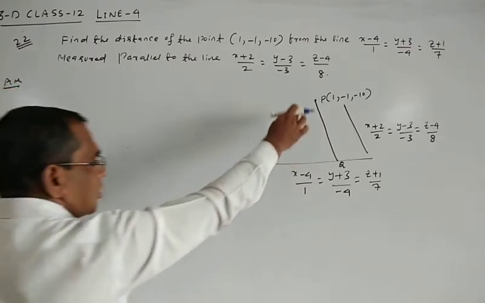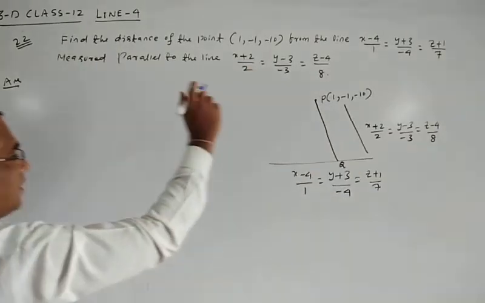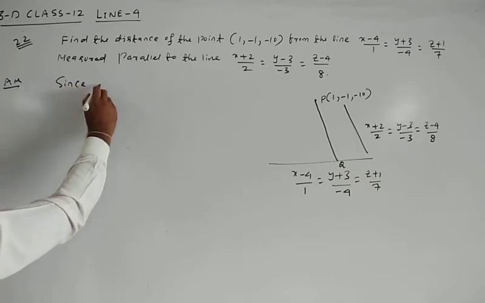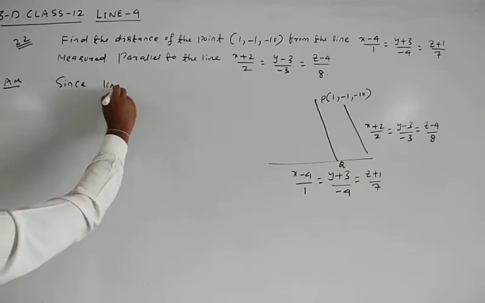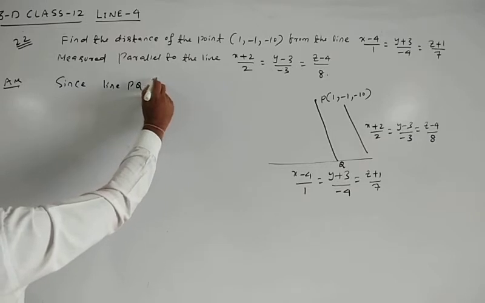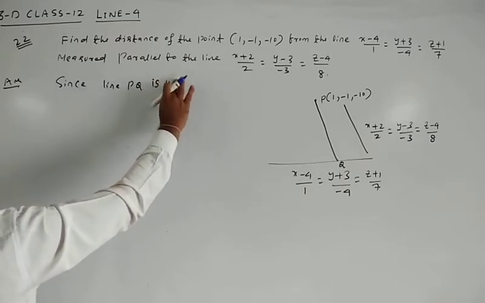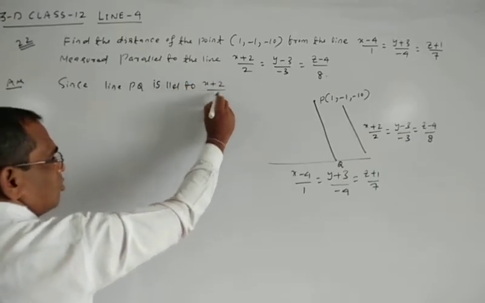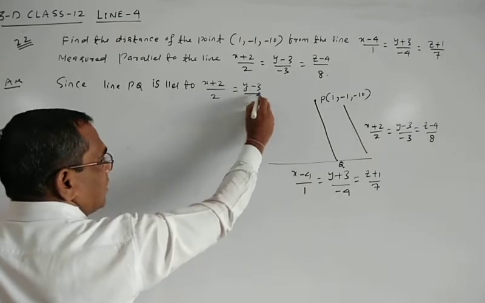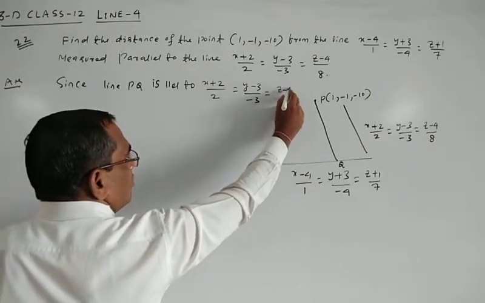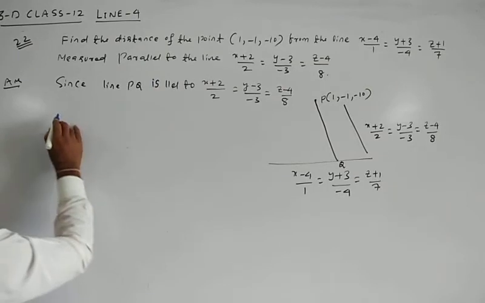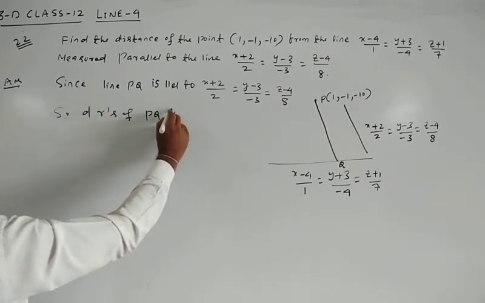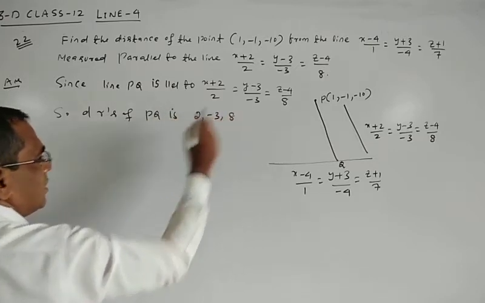Since the line PQ is parallel to (x plus 2) by 2 equal to (y minus 3) by minus 3 equal to (z minus 4) by 8, the direction ratios of PQ are 2, minus 3, 8.